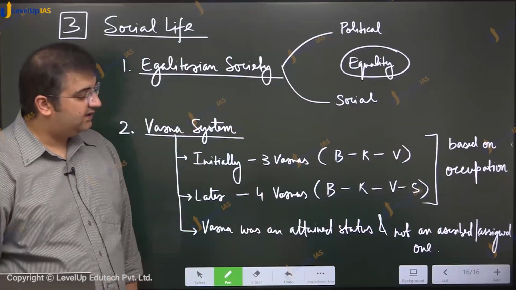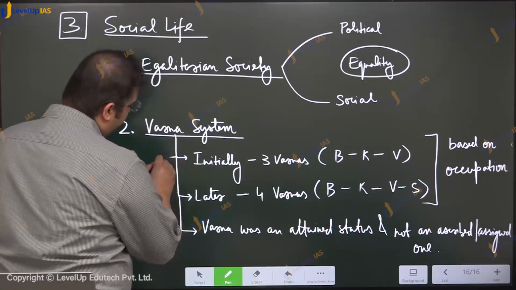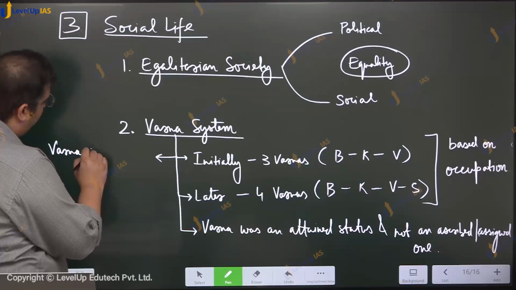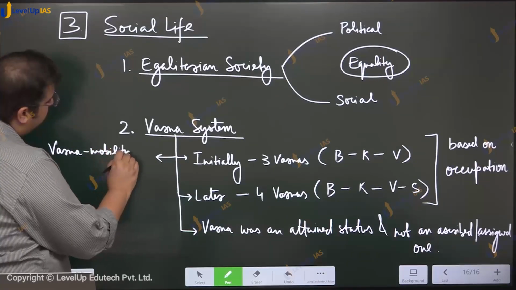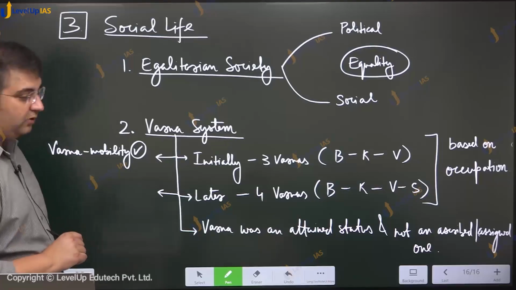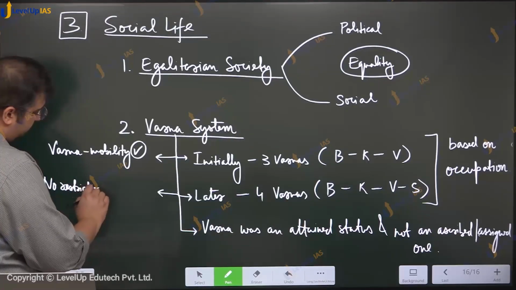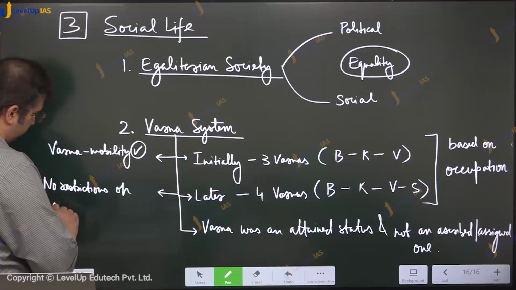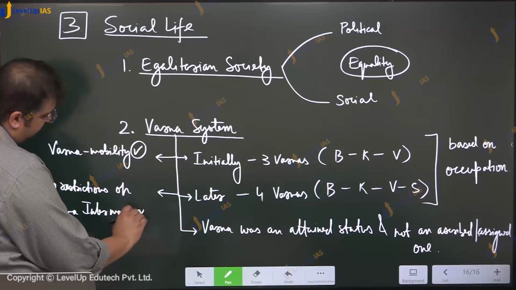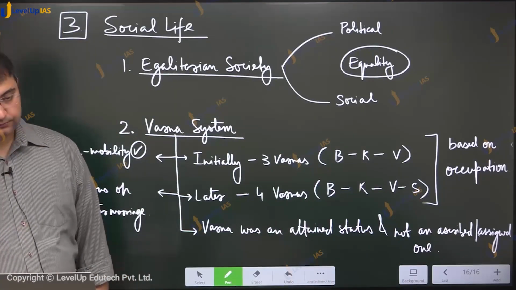Varna was an attained status and not an ascribed or assigned one. Further, since it was possible for people to change their varna, mobility also existed. In fact, there were also no restrictions on varna intermarriage. It was perfectly acceptable for people of different varnas to be married to each other. ठीक है?